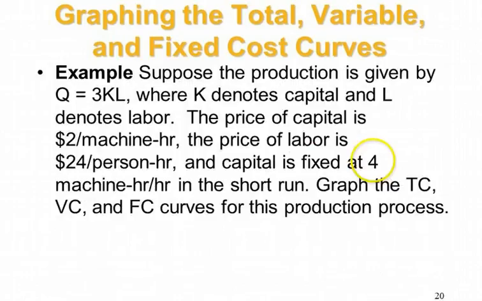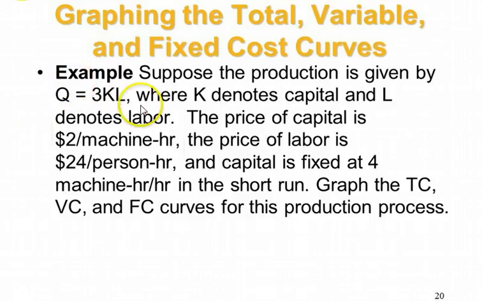Here's an example of a cost situation. Suppose the production function is given by Q equals 3K. In other words, here's your machines, here's your labor. If you tell me how many machines you have, and how many workers you have, I could plug it into this function and tell you what output is. Okay, that's what this equation means.